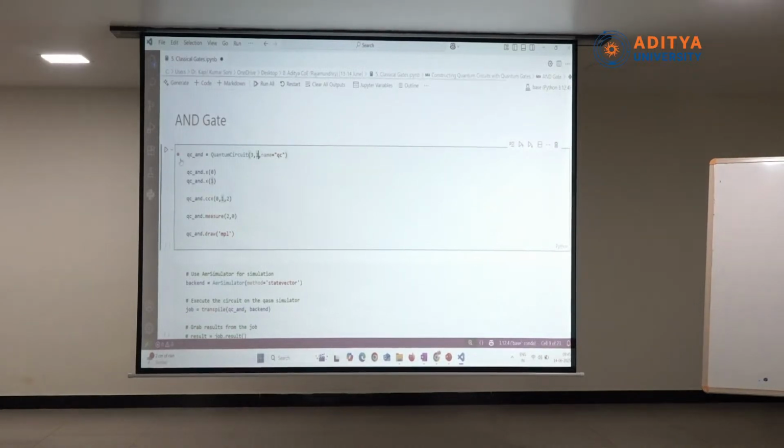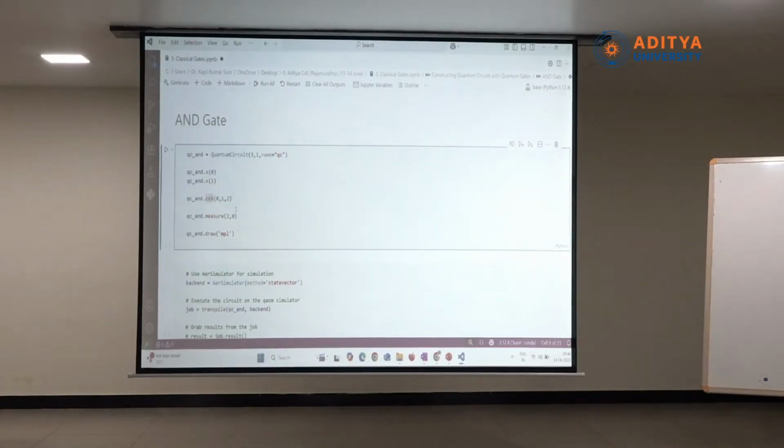Now for the quantum circuit, to realize the AND, we have taken this QC underscore AND as one of the objects of the quantum circuit. Over which the X gate is applied on index 0, and the X gate is applied on index number 1 qubit. Means the input I am setting initially is 0 1. For 0 1 the output of the AND gate is 0, so by default it is 0. So what to do? Apply this CCX gate. CCX stands for controlled-controlled NOT gate, that is the Toffoli gate.